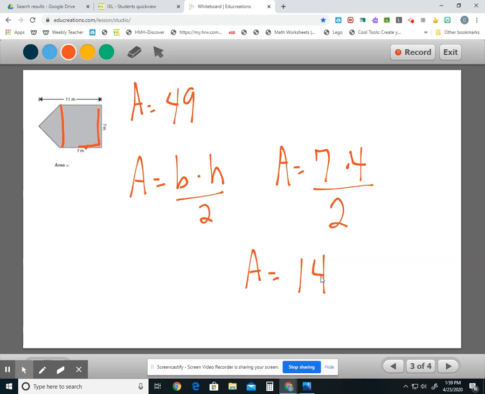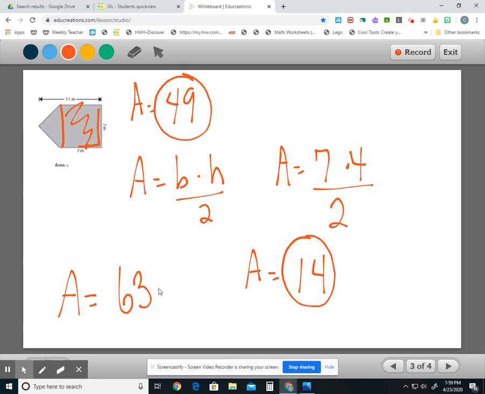Am I done yet? Nope. I've got to take the area from my original square and add it to the area of the triangle, which is 14. So my overall area, the total thing, area is equal to 63 meters squared. Okay, I'm going to do one more example.